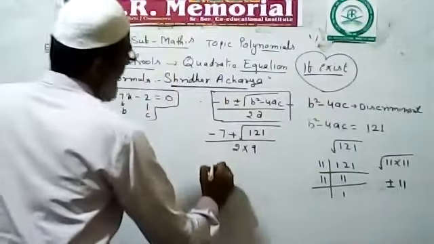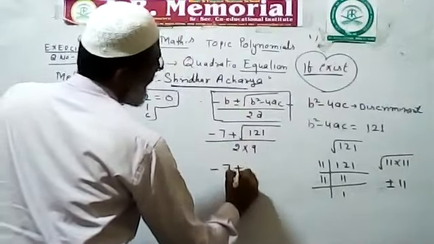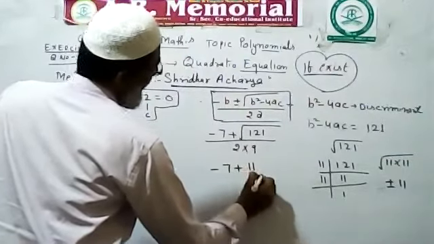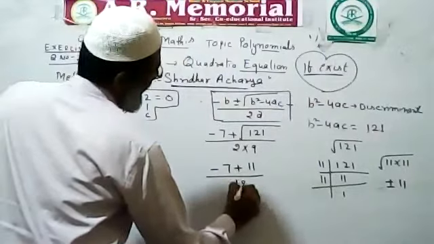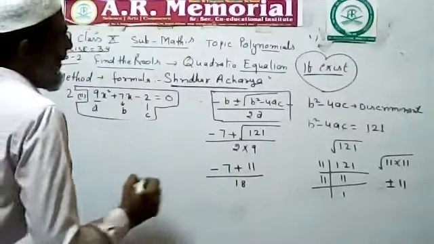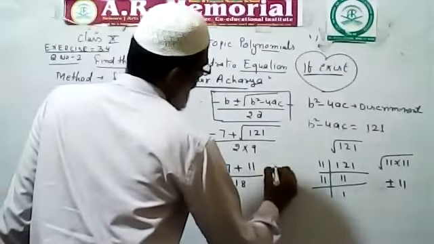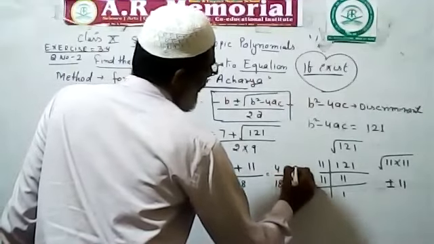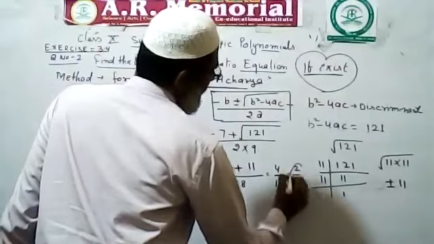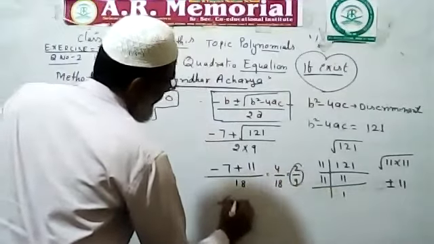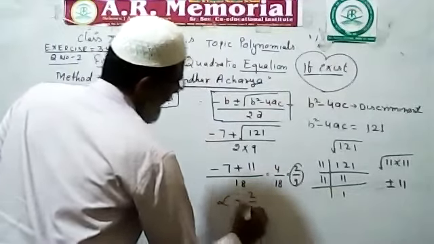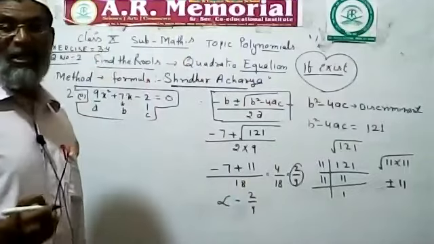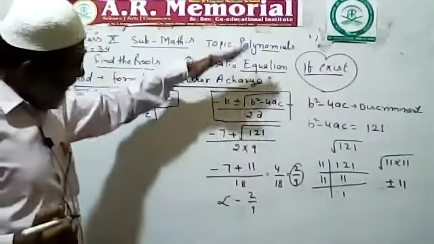Now come here, minus 7 plus 11 upon 18. Here 4 upon 18. Same table is there, 2 upon 9. This one is alpha, 2 upon 9. Sir, where is beta? Yes, the same procedure is there.